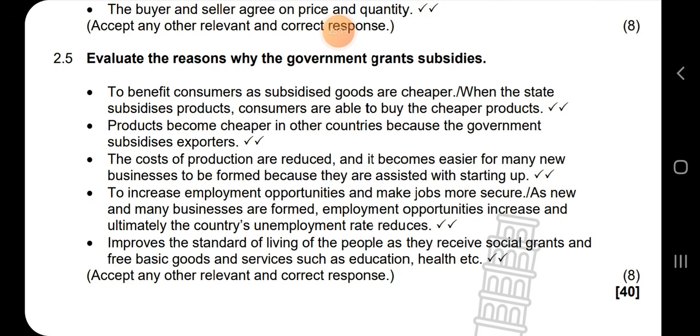Yes. So evaluate the reasons why government grants subsidy. Why do they subsidize? It's in order for you to be able to afford basic needs. To benefit consumers, subsidized goods are cheaper. Products become cheaper in other countries because the government subsidizes exports. So those are all the answers.